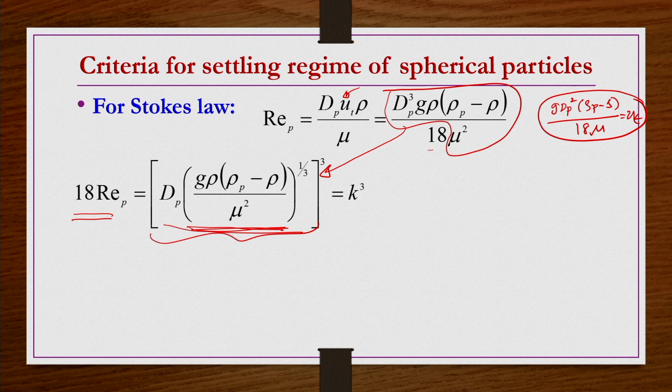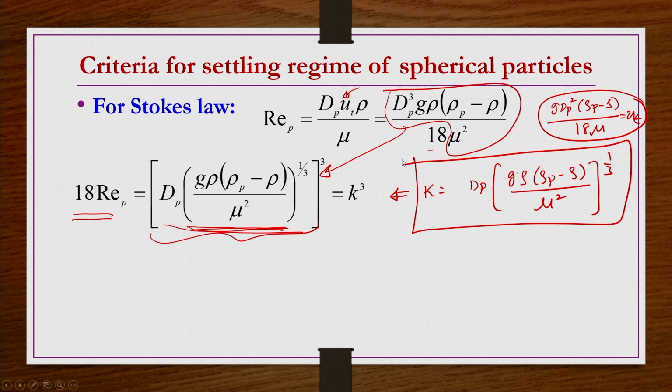Now here this part, whatever is within the square brackets, you write it as K. So if you write it as K, K is like dp, g rho, (rho p minus rho) divided by mu square, whole power 1 by 3. This is going to be the K factor, right. So this we are taking as a kind of criteria.